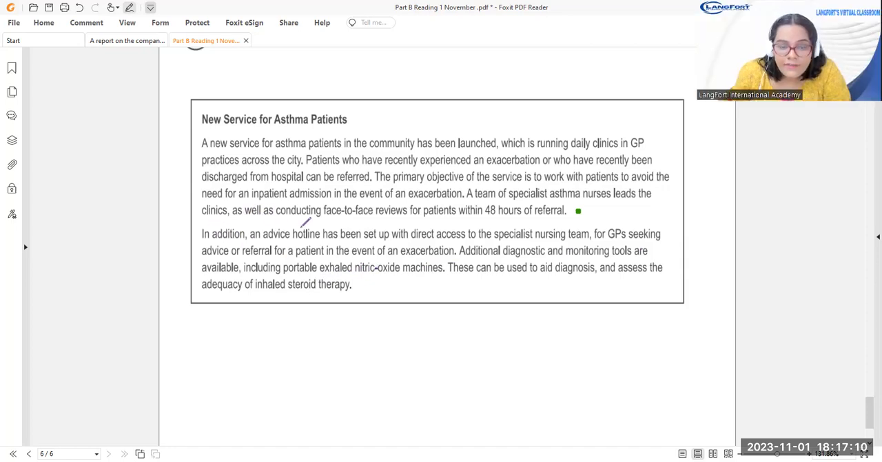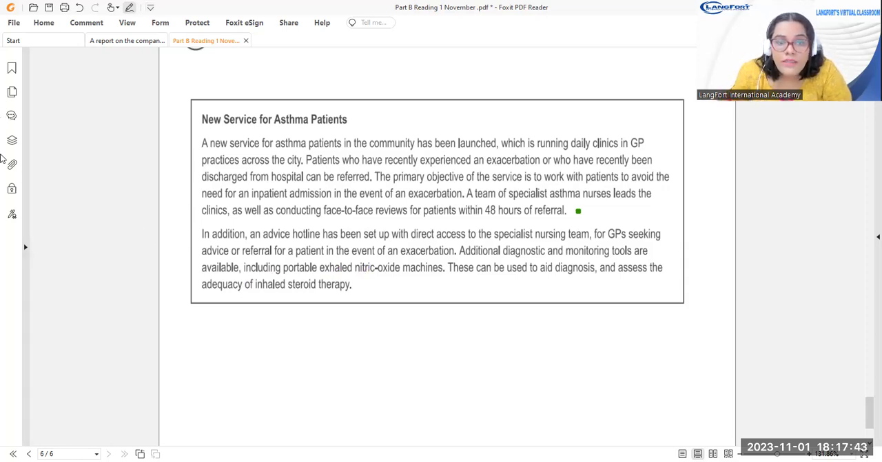So other than this, they have an advice hotline. That means a quick telephone line that has been set up where people can have direct access to the specialist nursing team, and GPs as well, if they want advice or referral in the event of a patient's condition exacerbating. Additional diagnostic and monitoring tools are also available, including portable, movable exhaled nitric oxide machines, which can be used to help with diagnosis and assess the need for inhaled steroid therapy. All of you go through it.